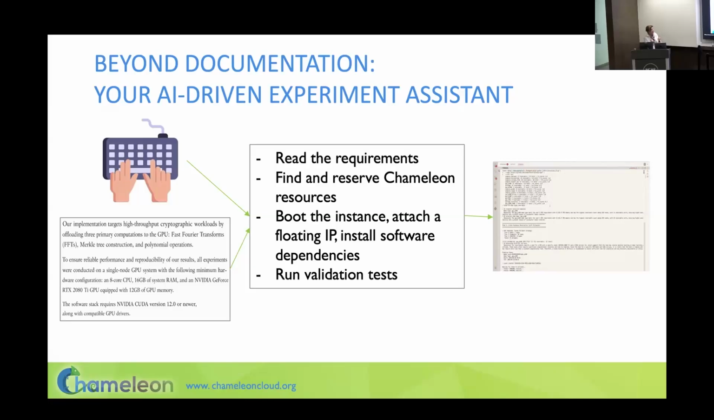And then read the requirements, understand them, reserve Chameleon resources for that experiment, boot the instance, attach floating IPs, do all the tedious stuff that you do with the configuration, and then, very importantly, run validation tests, because AI doesn't always get it right. And if you have to debug a wrong environment set up by the AI, that's more time and more frustration than actually doing it from the beginning yourself.